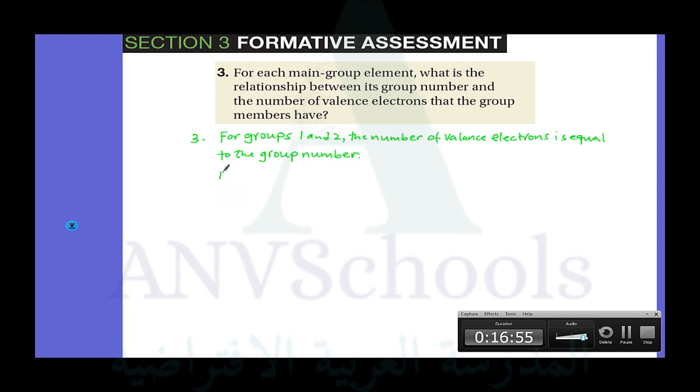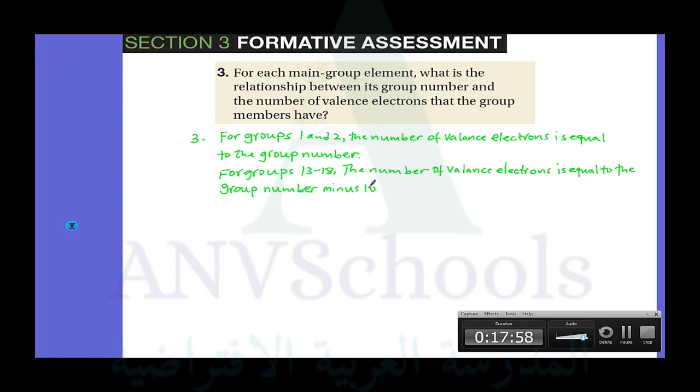For groups 13 to 18, the number of valence electrons is equal to the group number minus 10.